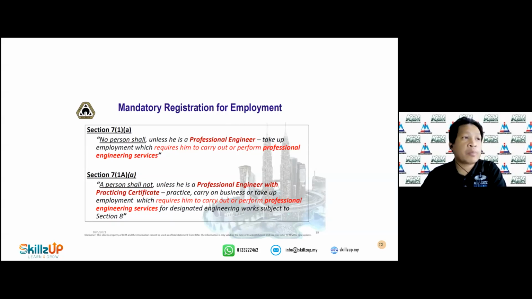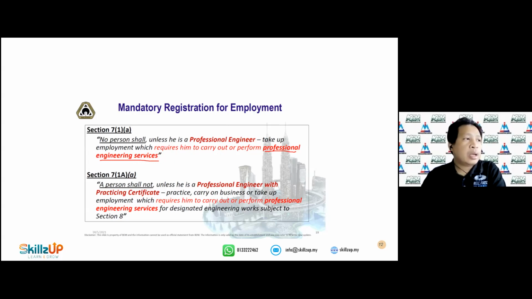This is the page from the Board of Engineers saying that section 7(1)(a) says no person shall, unless he is a professional engineer, take up employment which requires him to carry out professional engineering services. So what do we mean by professional engineering services? Basically, it is about you providing advice, consultancy, or engineering, for example design, installation, maintenance, work related to those services.